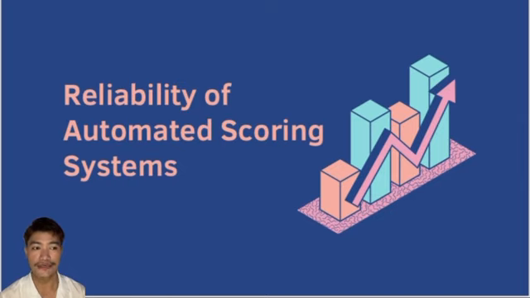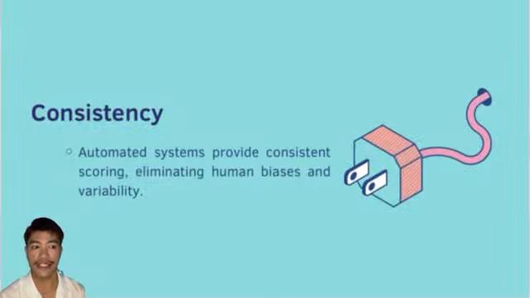This time, let's proceed to the reliability of automated scoring systems. First, we have consistency. Automated systems provide consistent scoring, limiting human biases and variability. Scores are replicable, meaning the same response will receive the same score every time.